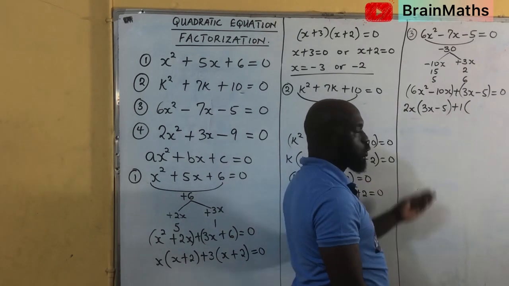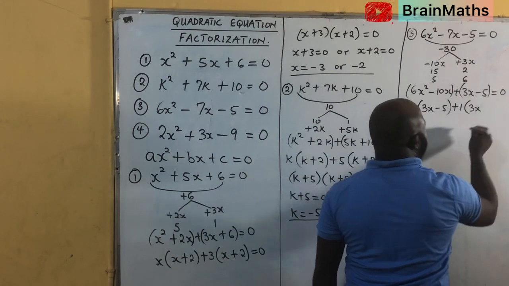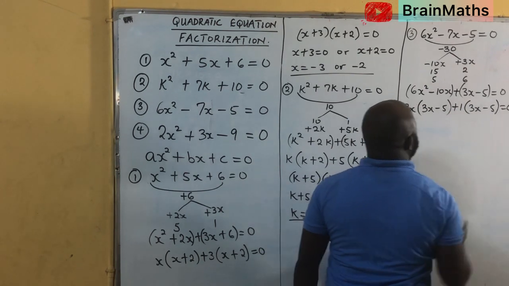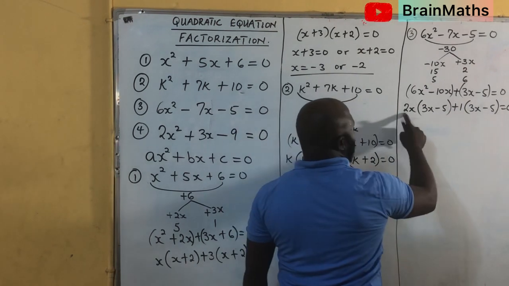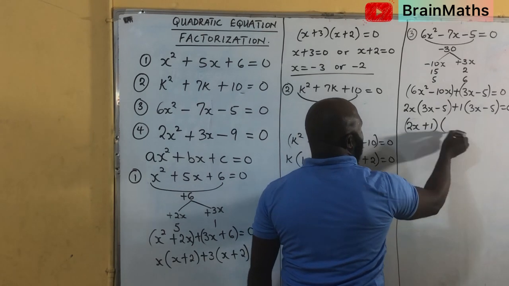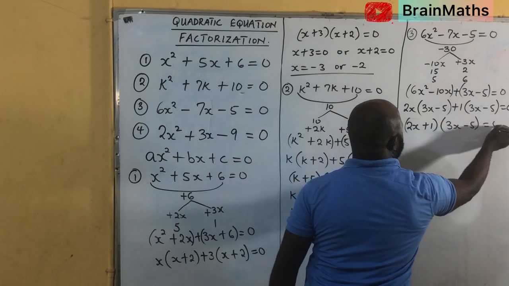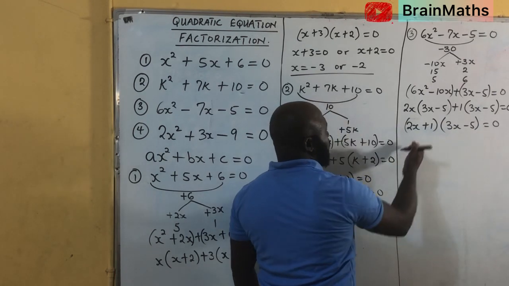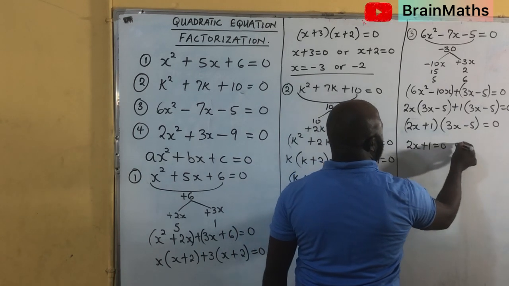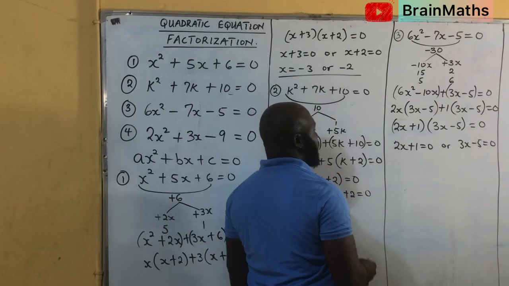1 is common to the two of them. How many 1 can we get in this? We still have our 3x. And how many 1 can we get in that? We still have our minus 5, which is equal to 0. So we pair these two as 2x plus 1. And these two, we pick 1 as 3x minus 5 equals 0. So solving out, we have 2x plus 1 equals 0, or 3x minus 5 equals 0.